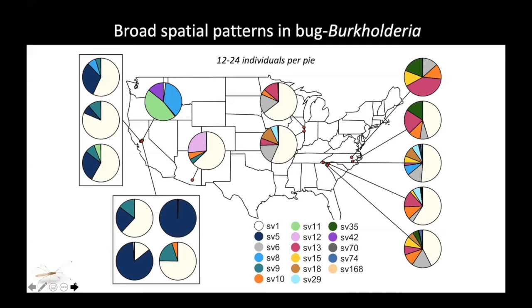And then if you go to the West Coast, similarly, you see a dark blue sequence variant 5 and a bit of a teal sequence variant 9 that are really localized to that area as well. So this is ultimately an outcome of the fact that the insect is picking up the bacteria from the environment rather than just transmitting a single strain from parent to offspring. So what does that mean for the insect?